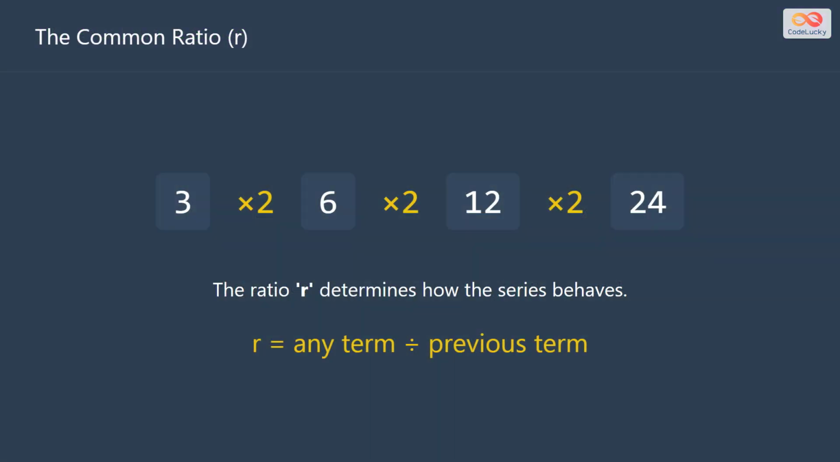The secret to how these series behave lies in the common ratio, denoted by the letter r. You can find it by taking any term and dividing it by the one before it. In this example, each number is multiplied by 2 to get the next. 3 times 2 is 6, 6 times 2 is 12, and so on. This ratio drives the growth or shrinkage of the series.